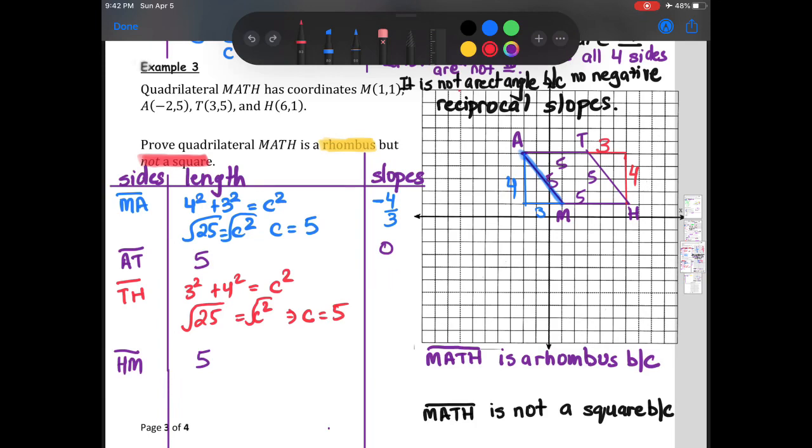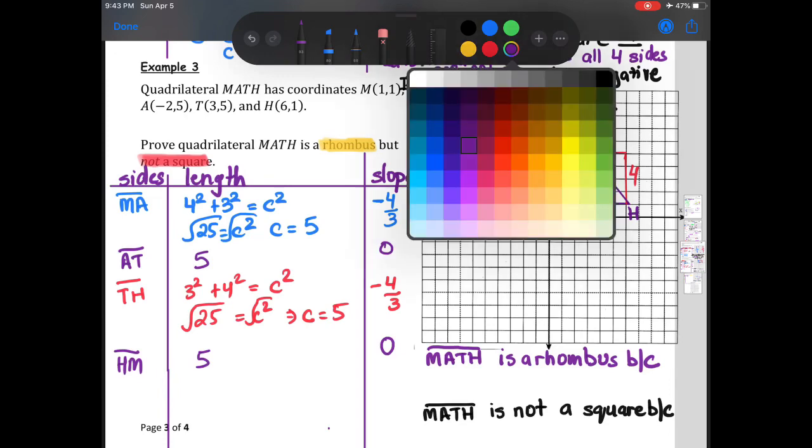Different color. It's red. I'm going to keep it the same color, so it's easier for you. Rise is 4/3, and then you're left with the last one, MH, whose slope is 0 because it's a horizontal line. Okay, this was just the easy work. Do you see how for each question we're doing lengths and slopes, or just length or just slope? We'll be doing that for most of this lesson.